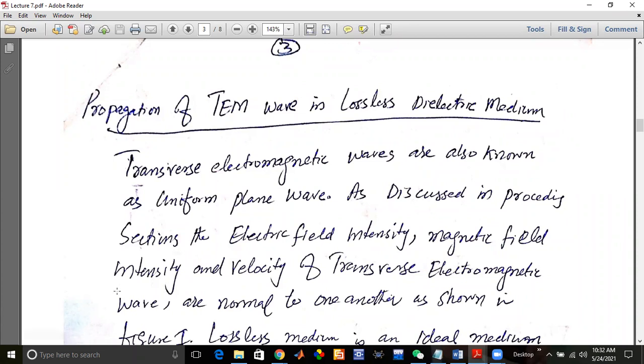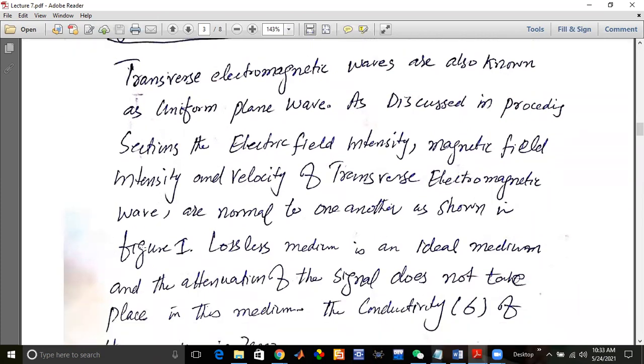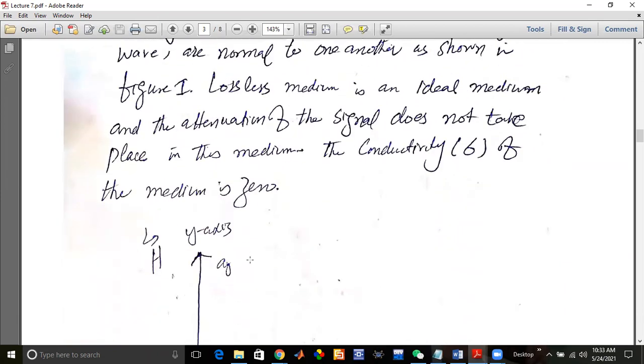As discussed in the preceding section, the electric field intensity, the magnetic field intensity and the velocity of the transverse electromagnetic wave are normal to each other. As I just told you, in the picture you see that the electric field, the magnetic field and the propagation direction are normal to each other. By normal we mean they make a 90 degree angle with each other. So this type of wave is called TEM waves, and light is a TEM wave, as shown in figure 1. This is our figure 1.